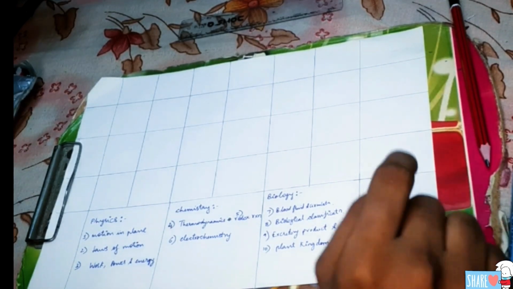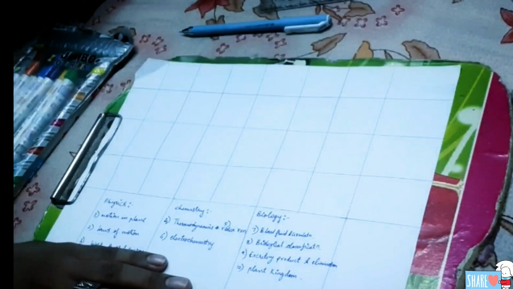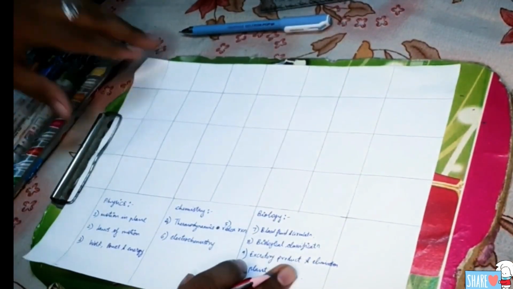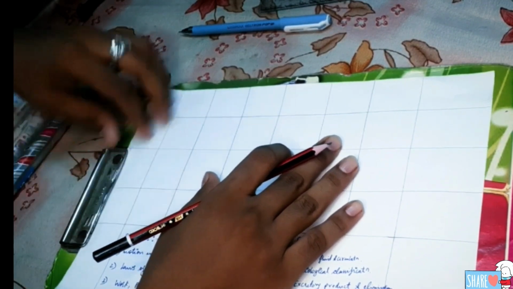We have completed all the chapter names. Now what we are going to do is, according to the lectures, give a number of days to each chapter. First, you'll start with physics number 1.